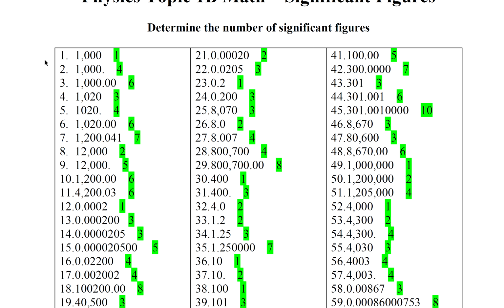Question 4, how many significant figures are in 1020? It's 3. It's 102. The last 0 is not significant. Question 5, how many significant figures are in the number 1020 decimal point? It's 4, because everything before the decimal point is significant.